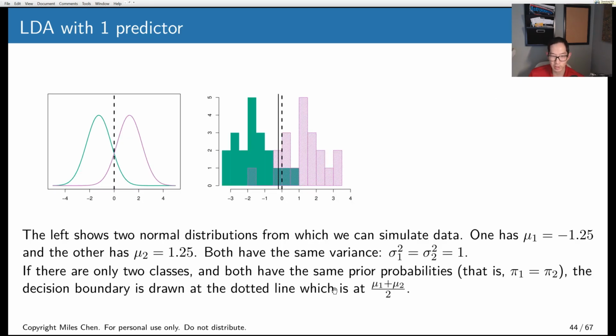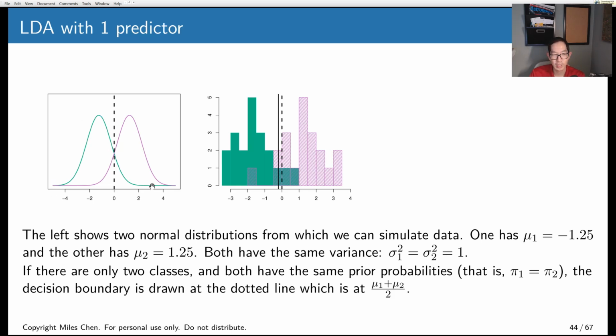Let's just try out a simple example. Here I've got two normal distributions. One has a mean of negative 1.25, in green. The other has a mean of positive 1.25, shown in pink. And both of these have the same variance of 1.